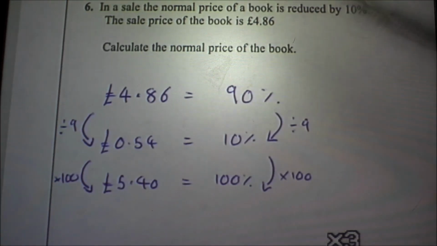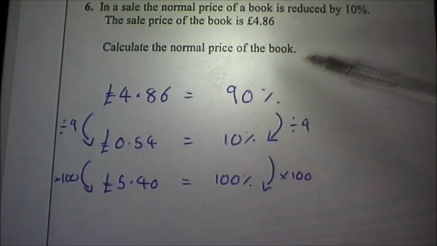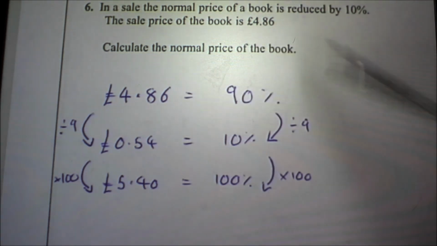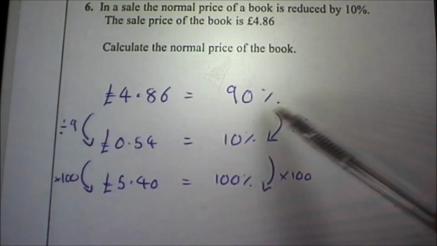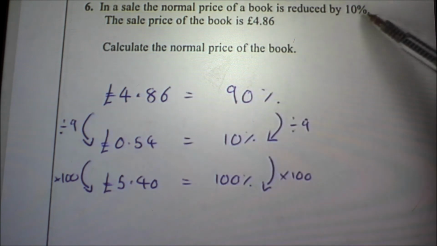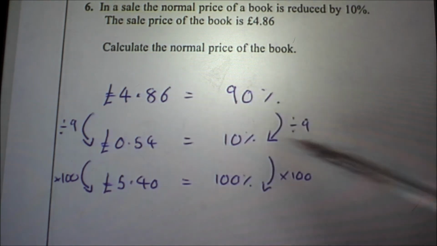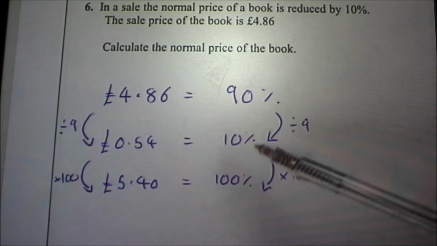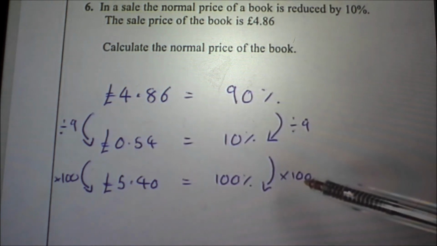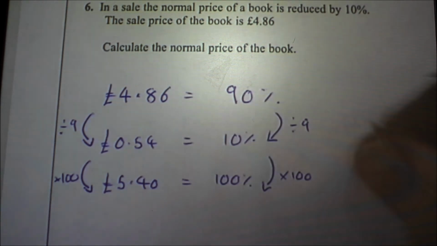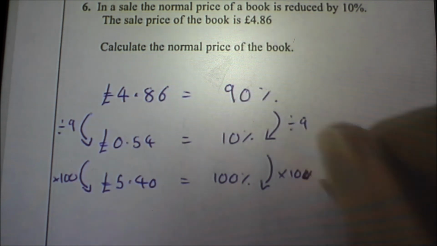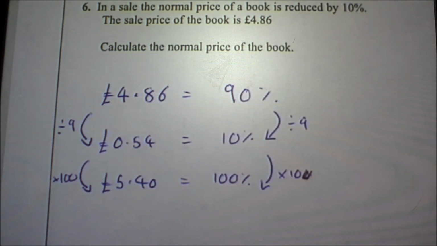Well, we're asked to calculate the old price before the reduction. So let's say the sale price is 90% of the value because we've taken 10% off. So I've divided both sides by 9 to find out what 10% of the value is, then multiplied by 10, not 100, by 10, and that will give you what it was at the beginning, which is £5.40. And there are your past questions on percentages.